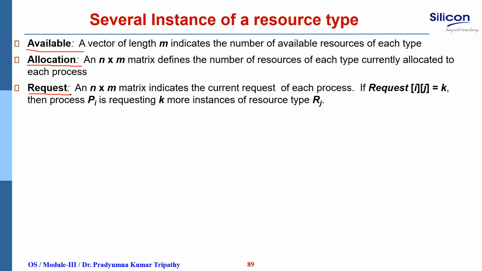Available is a vector of length m indicating the number of available resources. Allocation is an n cross m matrix that defines the number of resources of each type currently allocated. Request is an n cross m matrix that indicates the current request of each process.